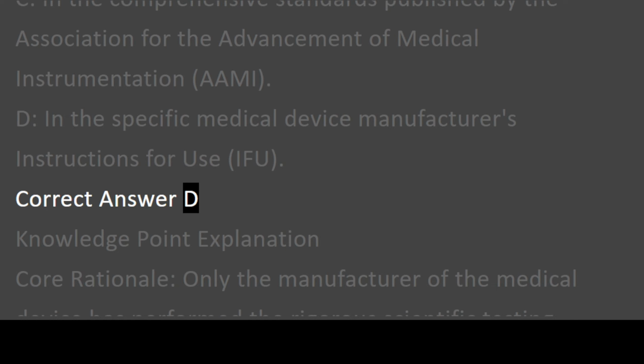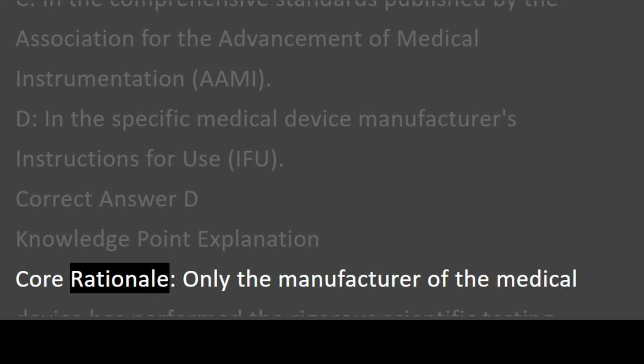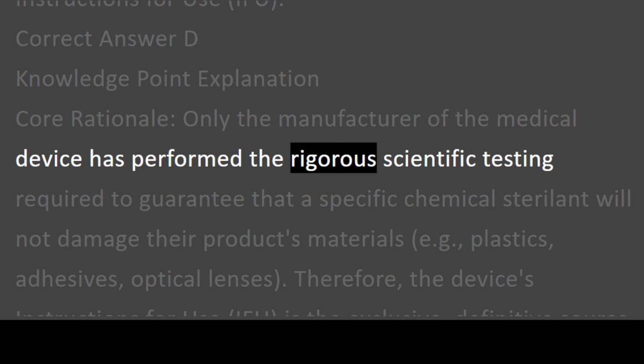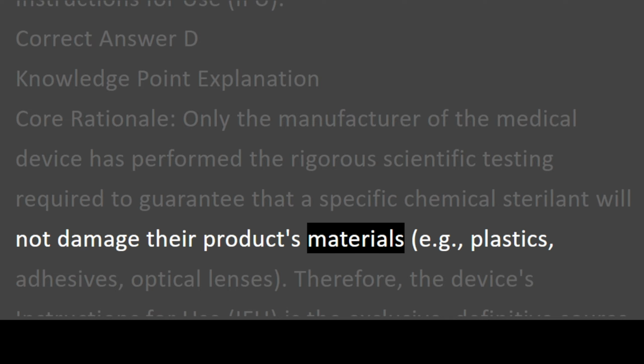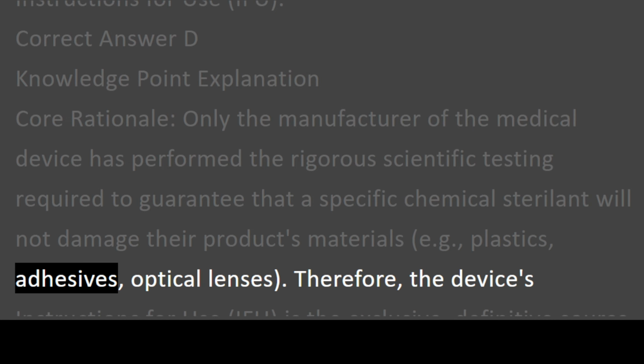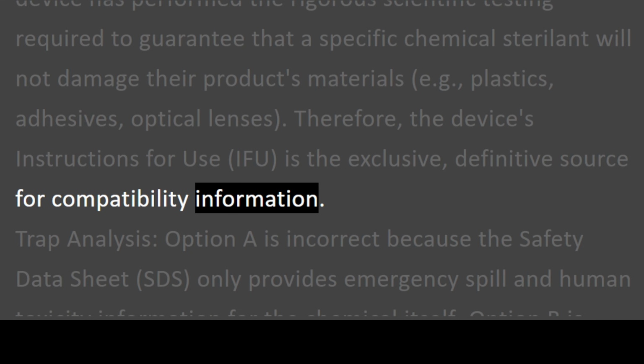Correct answer D. Knowledge point explanation. Core rationale. Only the manufacturer of the medical device has performed the rigorous scientific testing required to guarantee that a specific chemical sterilant will not damage their product's materials, e.g., plastics, adhesives, optical lenses. Therefore, the device's instructions for use, IFU, is the exclusive, definitive source for compatibility information.